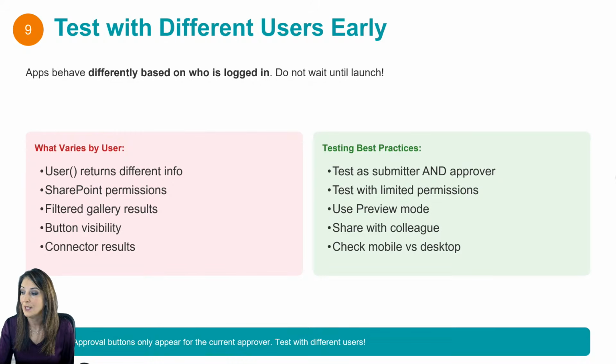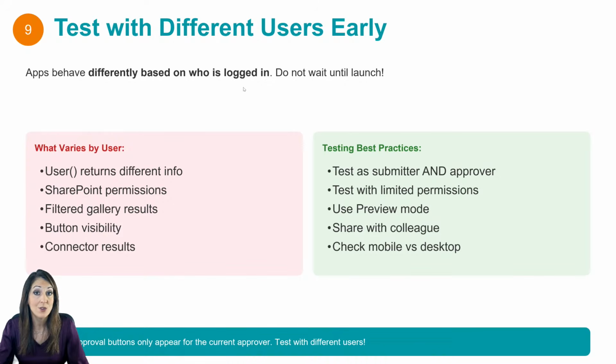And then best practices: test as the submitter. If you have forms going through an approval process where different people are opening your apps and they have different roles and they're approving things, go through the whole process and test it with different users. Make sure that you're not testing it as an admin with full control to everything. You're testing it as different users with different levels of permission, like contribute. Again, that's the minimum that you need to have in SharePoint. And then use preview mode when you're testing your app and share it with your colleagues.